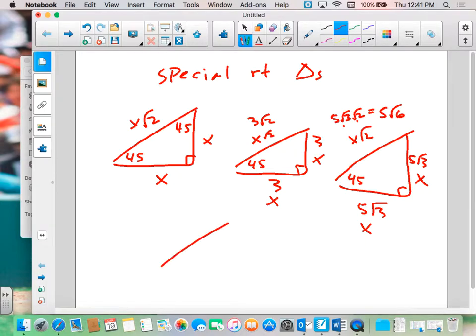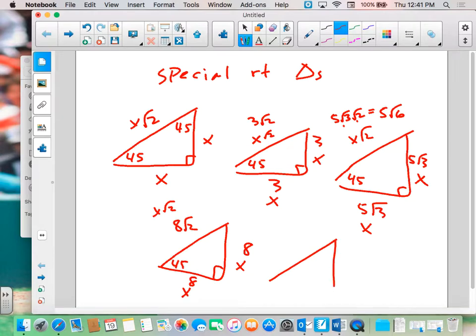I could also give you the hypotenuse and say that this is 8 root 2. Well, if that's x root 2, I think you could probably guess that x is 8. So if you treat it like algebra, x root 2, you could always solve what you have.